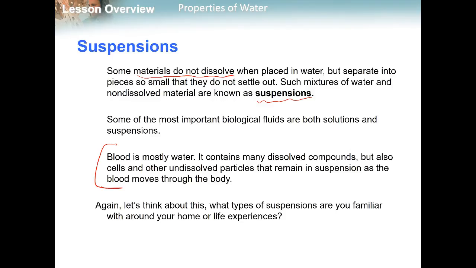So let's think about your kitchen again. What types of suspensions are you familiar with around your home? Okay, the one I think of right away is Italian dressing. It has all of those spices that are suspended within that.